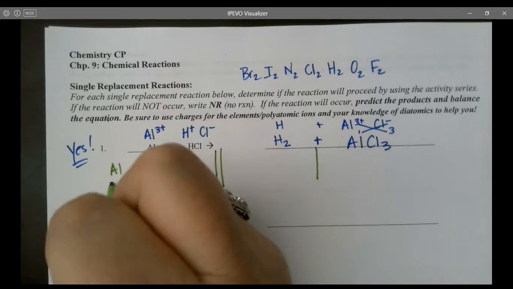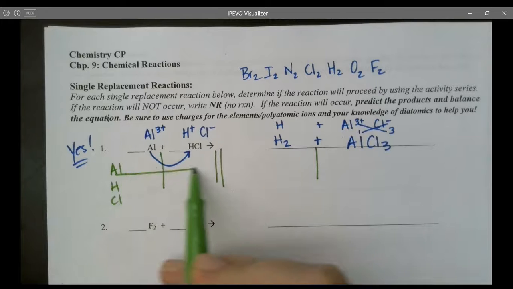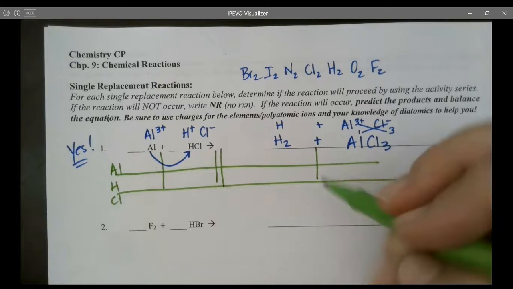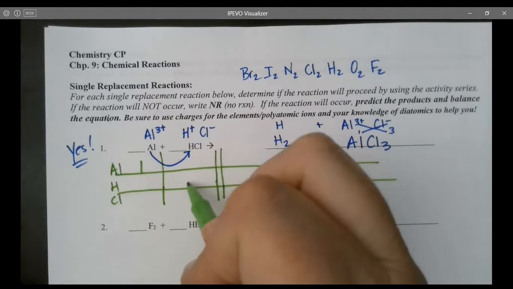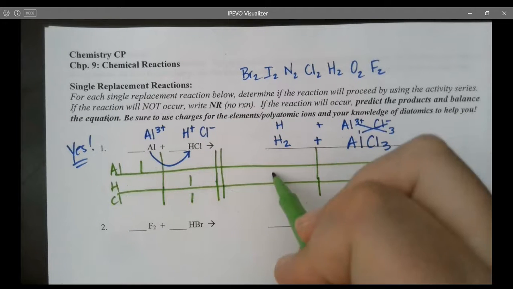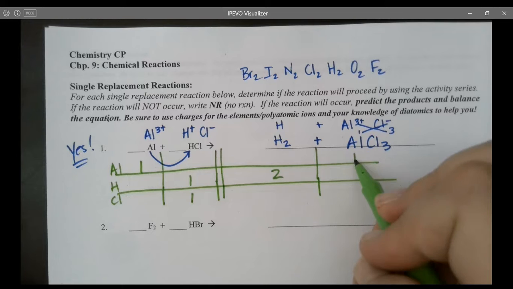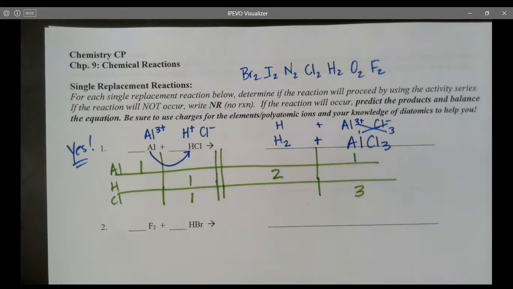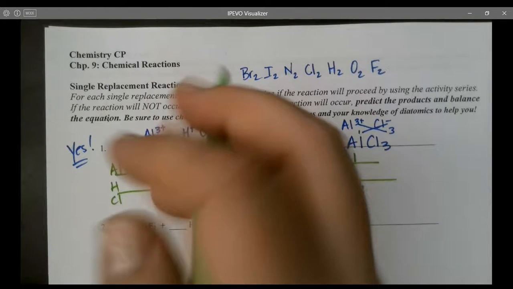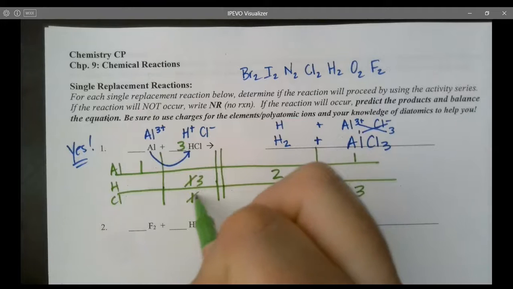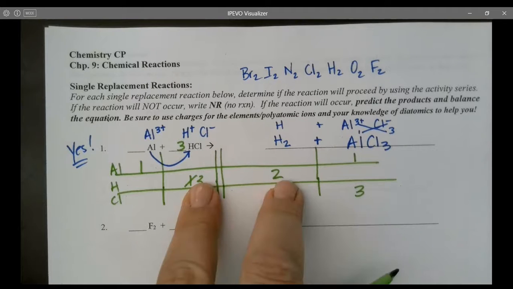I can say Al and H and Cl. And then I can check where we are. 1 aluminum, 1 hydrogen, 1 chlorine, 2 hydrogen, 1 aluminum, and 3 chlorine. So I can say, okay, I need a 3 here. So that gets me 3, and that balances, but now I've got 3 and 2. Oh no. So that's not good.